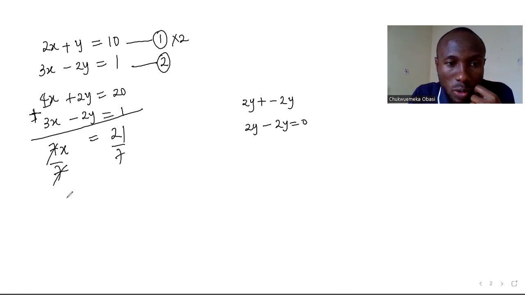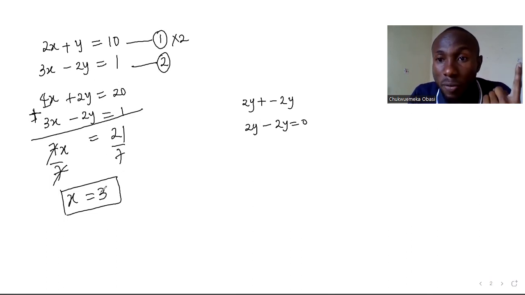So this cancels out, and you have x is equal to 3, because 21 divided by 7 is 3. Now I've gotten the value of x, so it's easy to get the value of y. Just plug in the value of x in any of the equations you have here, and you get the value of y.